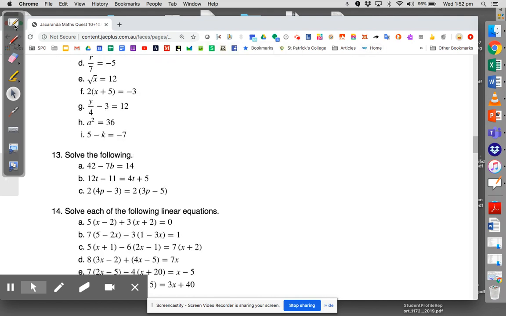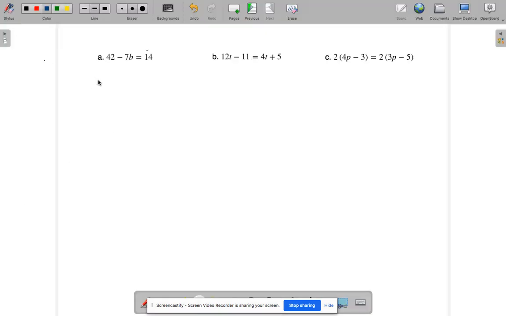Okay, let's have a look at some more problems here to do with equations. First up, this one: 42 minus 7b equals 14. All right, so just a thing of mine, I like to have the pronumerals, or the letters if you like to call them, first up here.